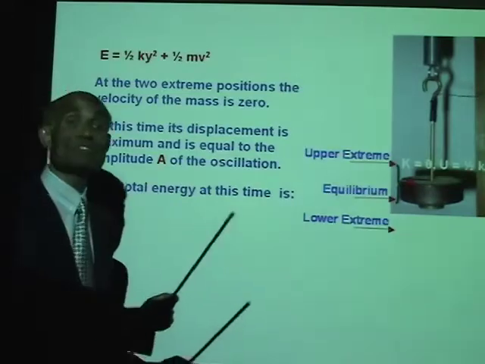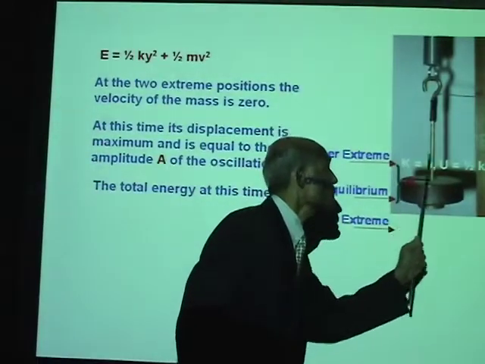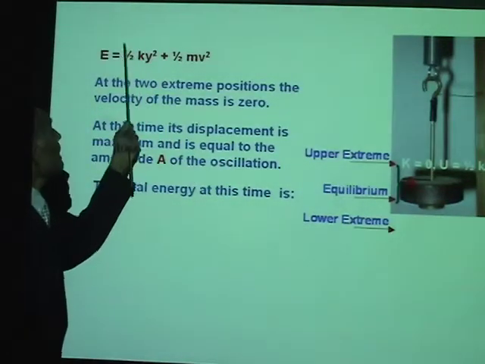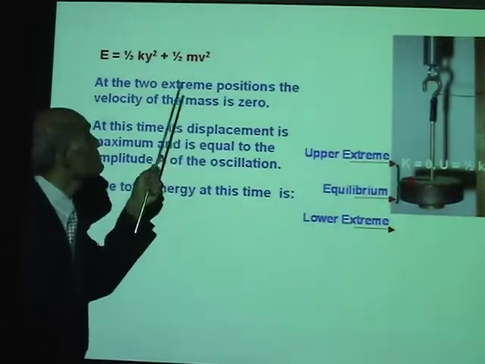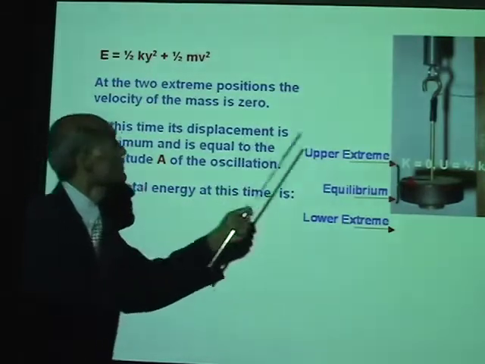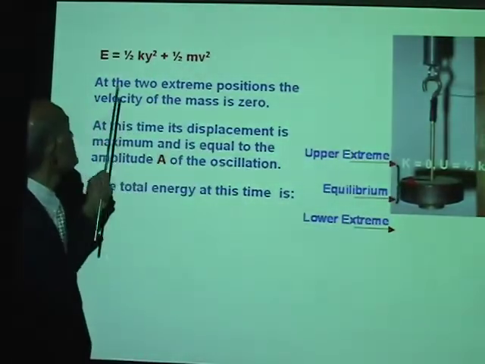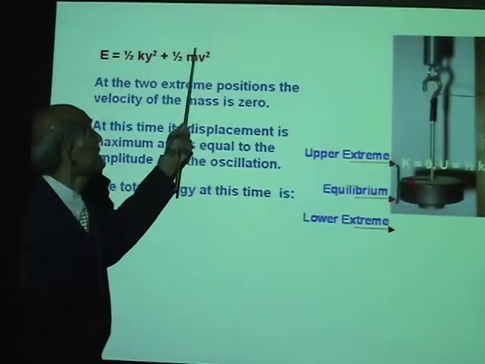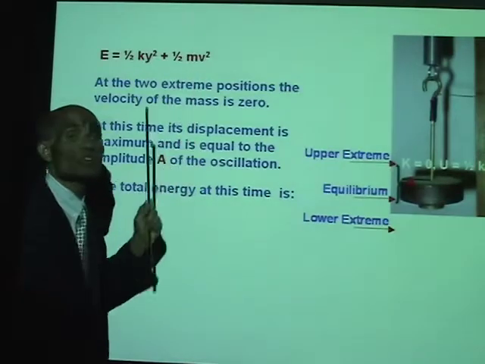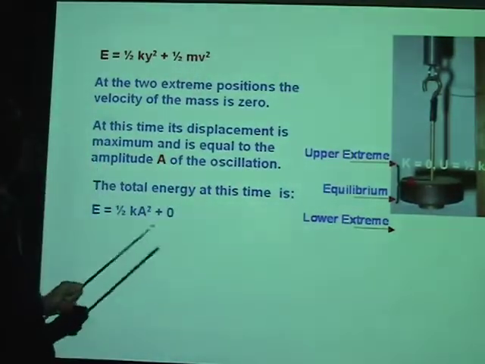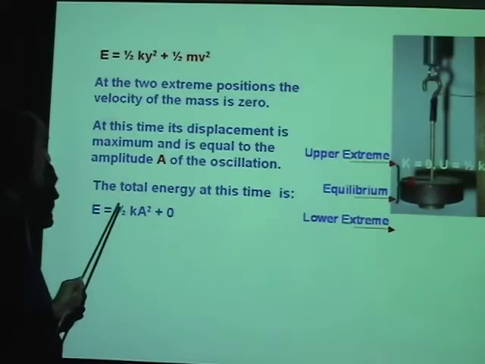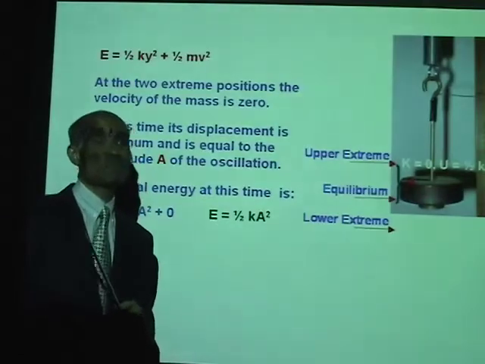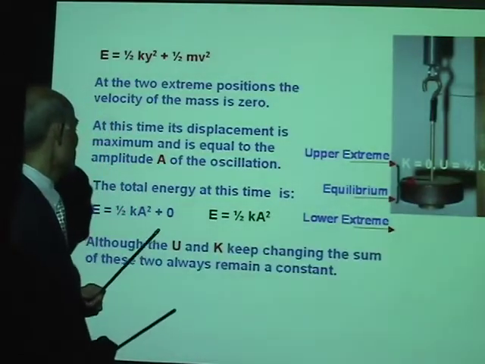And therefore, what is the total energy at the upper extreme? The total energy will be only made up of the potential energy. All we need to do is replace this y by a. So the total energy will be 1/2 k a squared plus, what will be that quantity? When v equals 0, the kinetic energy is 0. So the total energy is 1/2 k a squared plus 0, or it is equal to 1/2 k a squared.